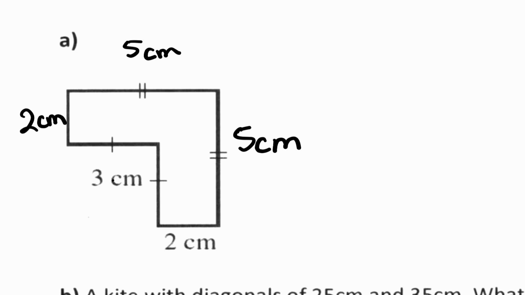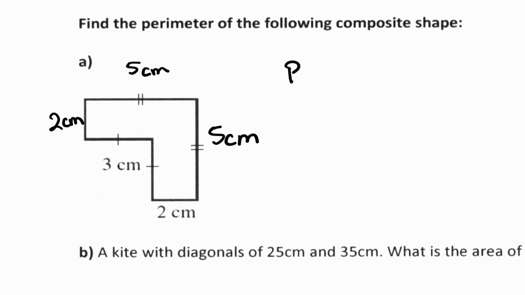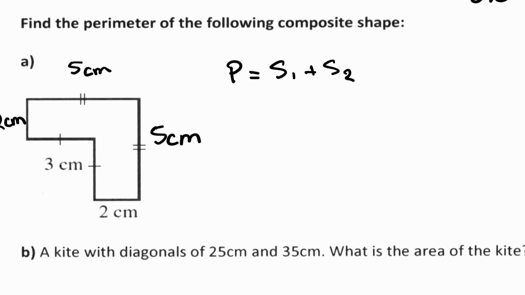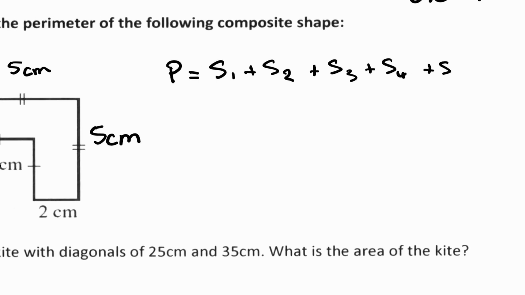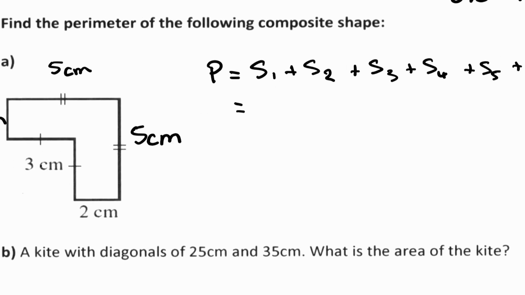All right, now that we've found all the sides, finding the perimeter is as simple as adding up all the sides. So it looks like we've got 6 sides here. Side 1, side 2, side 3, side 4, side 5, and side 6. And then we just plug them in. So I'm going to start here with this one and work my way clockwise around the object.